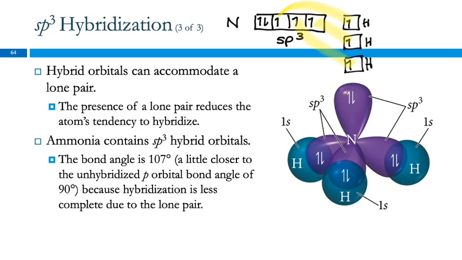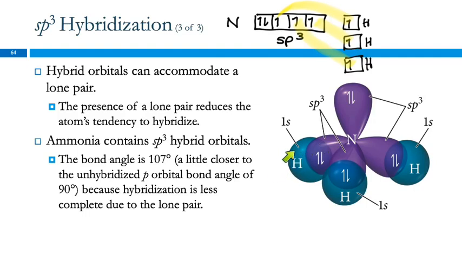So we hybridize the s and the 3p orbitals to make 4 equivalent orbitals. One of them has a pair of electrons in it. The other 3 are half-filled. The half-filled orbitals can overlap with the half-filled orbital of hydrogen to form a bond.